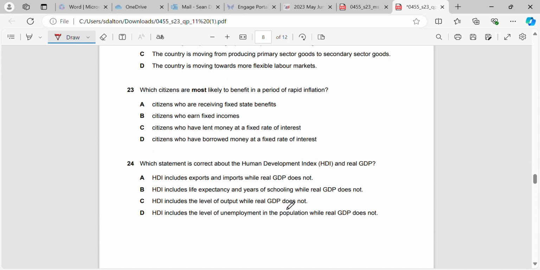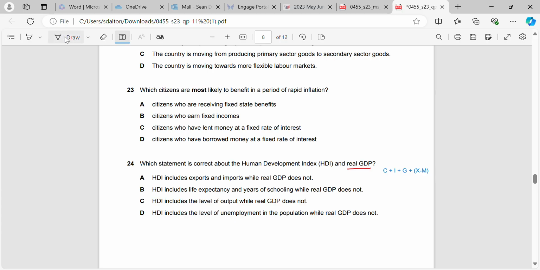Okay, question 24, this should be very simple as well. You just have to look at your slides for the components of real GDP and the components of HDI. So, real GDP, what do we know? C plus I plus G plus X minus M. Okay, same components as aggregate demand.